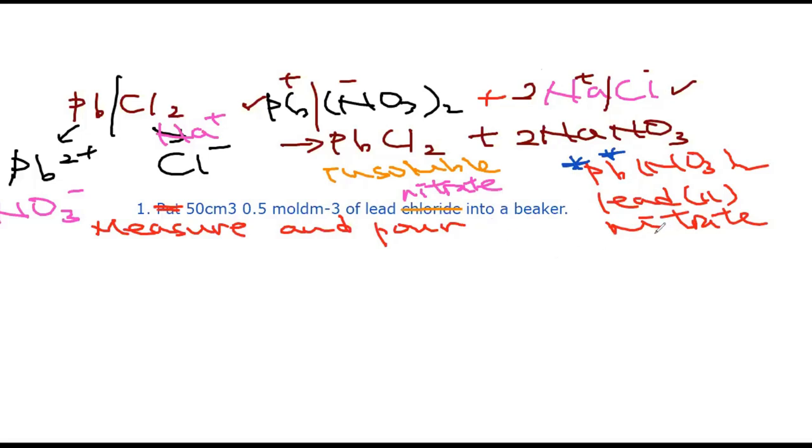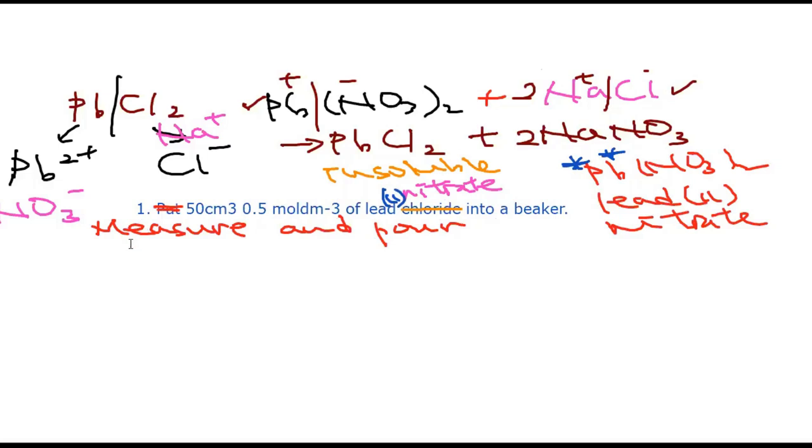Cannot tolerate at all. Okay, so the first step should be measure and pour 50 centimeter cube, 0.5 mole per decimeter cube of lead(II) nitrate solution into a beaker. That will be your first step. Okay, next we move on to step 2.